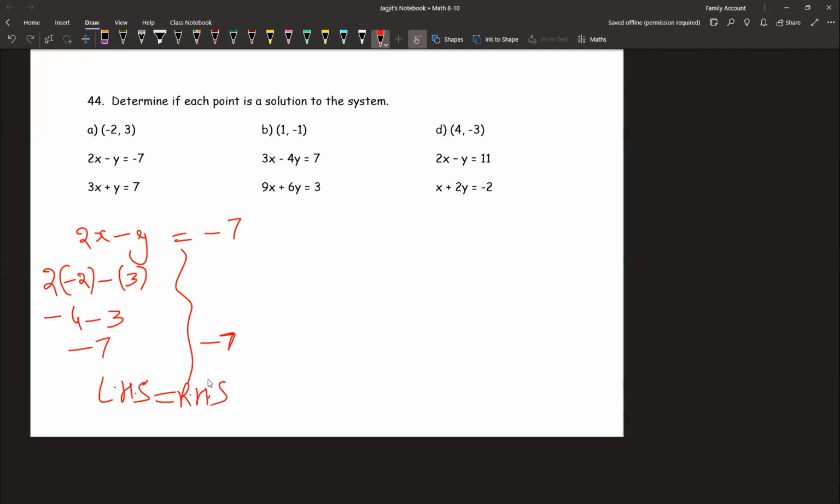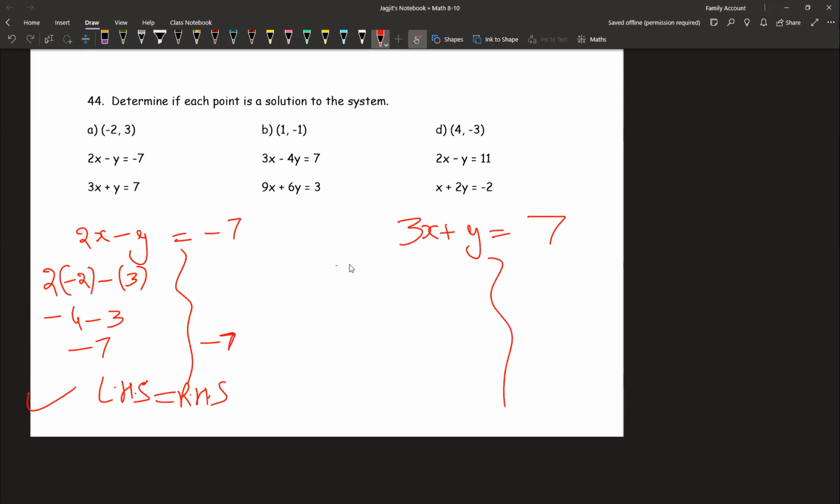So far, so good. I'm not fully done yet because it has to satisfy both the equations. So far, it has satisfied the first equation. If it's a solution, that means it's a solution to both the equations. It has to satisfy the other equation too. So let's see if it satisfies the other equation.